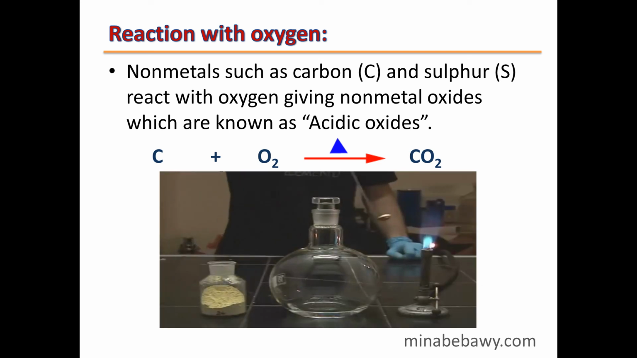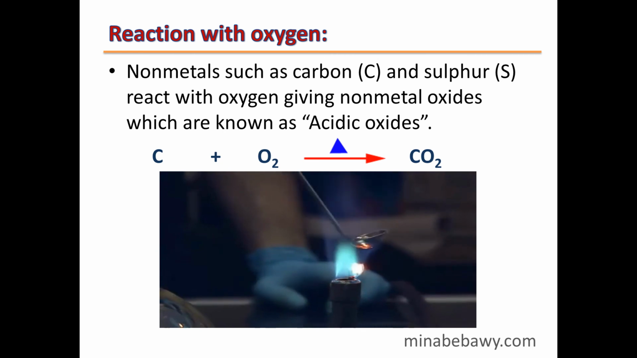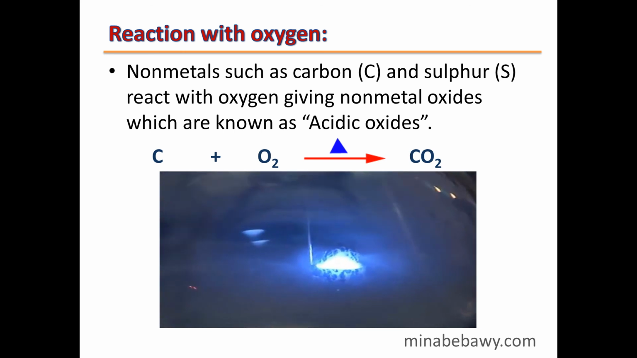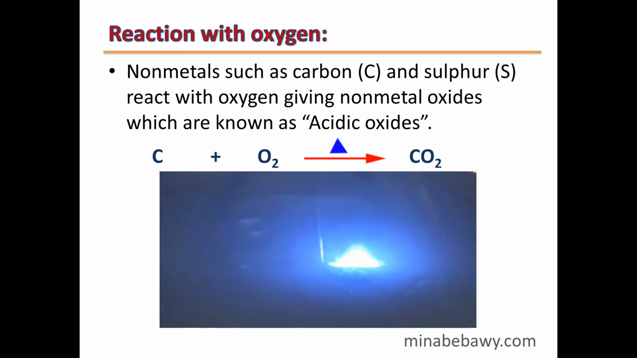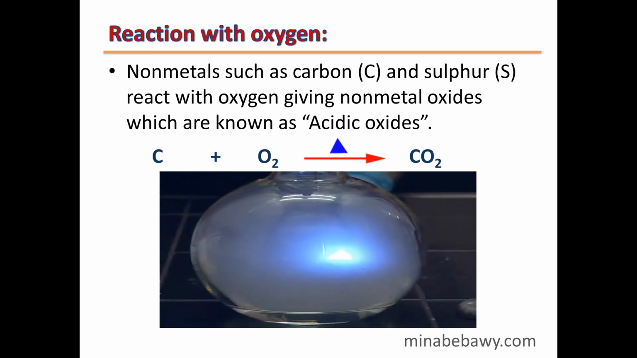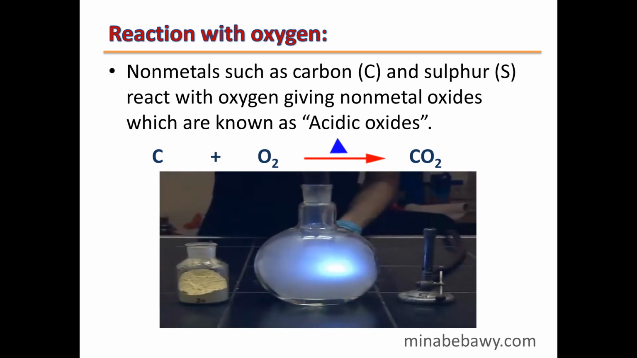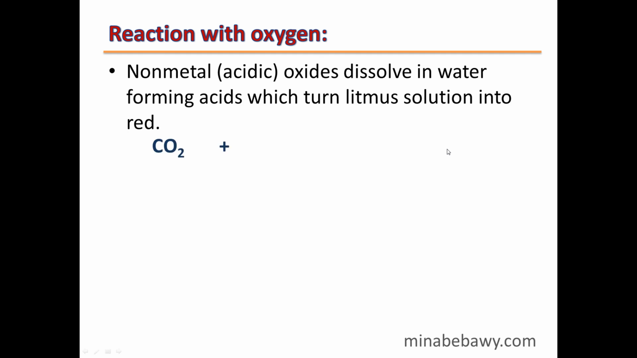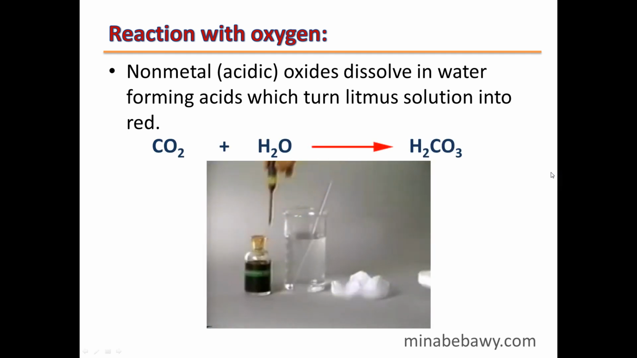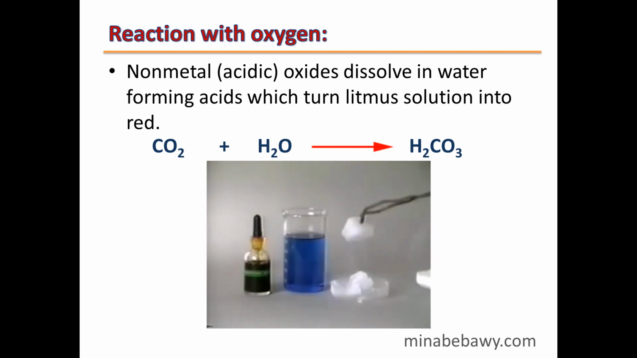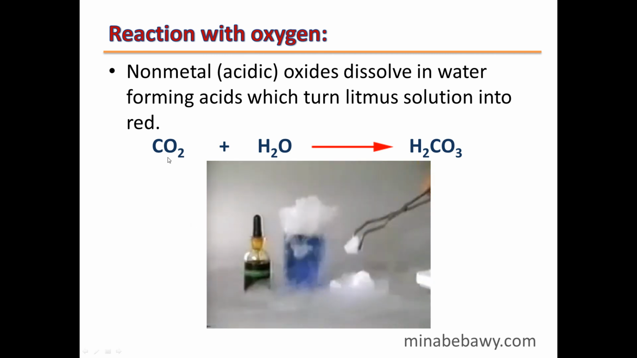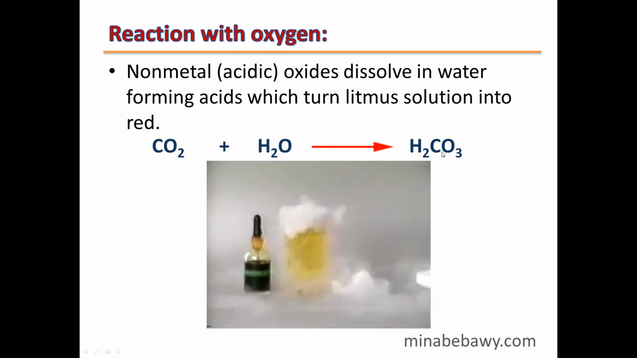Also, if we do the same with sulfur, by heating sulfur strongly and putting it in a container that contains oxygen, sulfur dioxide is formed, which is a non-metal oxide or an acidic oxide. Non-metal oxides dissolve in water forming acids, which turn litmus solution red. If we bring dry ice, which represents carbon dioxide, and dissolve it in water, carbonic acid is formed.